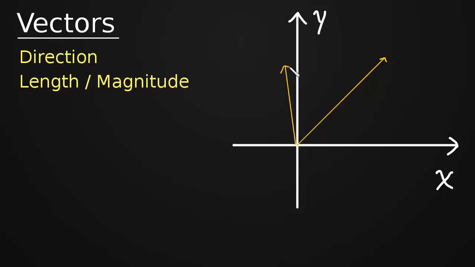This is also a vector. It's pointing in a certain direction, it has a certain length, as is this. So is this. This is a vector. Even though it doesn't start at the origin, it's clearly pointing in a certain direction, so it has direction, and it clearly also has length. So vectors need not start at the origin, they can start anywhere. This is also a vector. It's pointing in a certain direction, and it has a certain length.